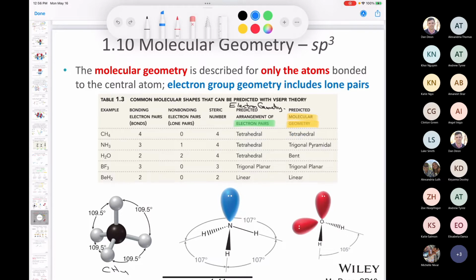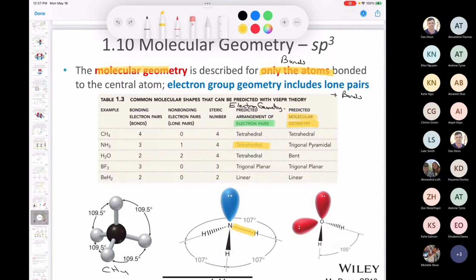Remember that the molecular geometry considers only the atoms or bonds, whereas electron geometry includes bonds and lone pairs. So we'll put here lone pairs plus bonds. If we go to ammonia, you have one lone pair and 1, 2, 3 bonds. Therefore, its electron geometry is tetrahedral. However, molecular geometry only considers the 3 bonds, and therefore we say that it's trigonal pyramidal.